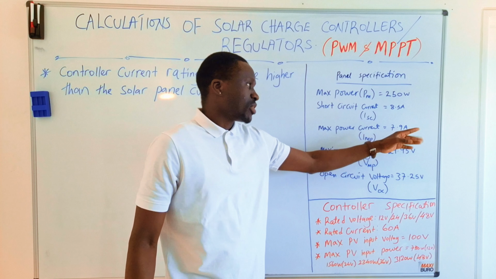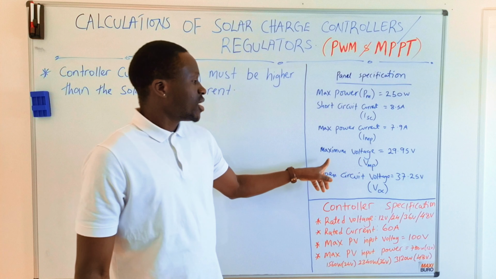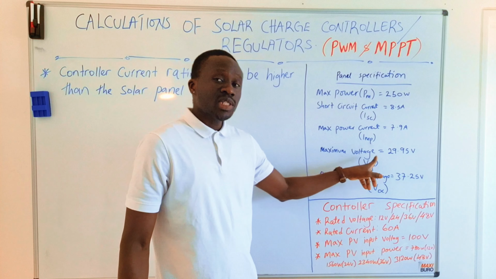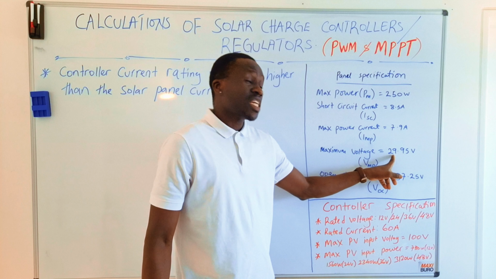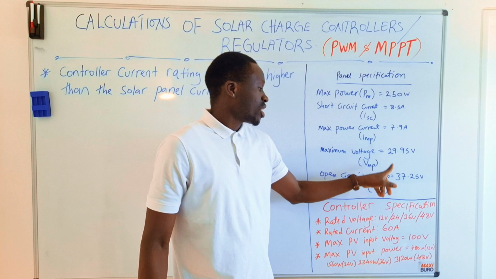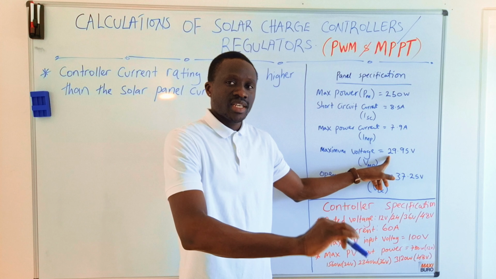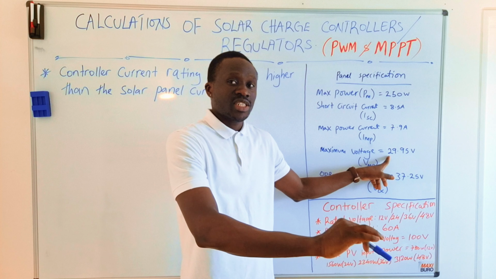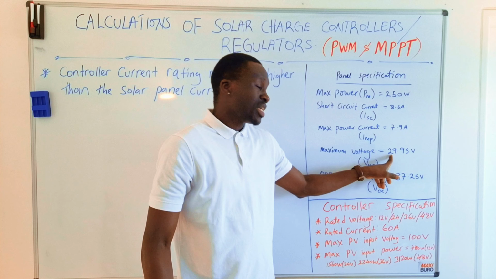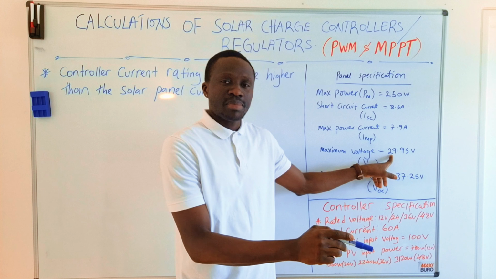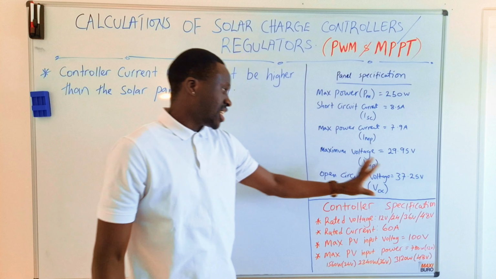Let's say it is 7.9, which will be indicated as IMP. Then we shall have a maximum voltage, VMP. Maximum voltage means this panel will produce the maximum voltage when it is connected to the charge regulator or the loads. When you measure your terminal with the panel connected, it will give you 29.95 volts. Let's say that.